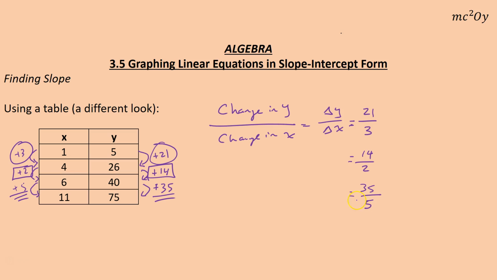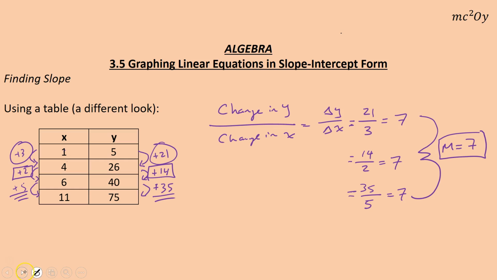Now when you start looking at it like that, notice, well, 21 divided by 3 is 7. 14 divided by 2 is 7. 35 divided by 5 is 7. So our rate of change is actually the same. It has a slope of 7. So you could always just compare the individual rates of change for each variable, or each data point. So from 5 to 26, and then its corresponding x value 1 to 4.